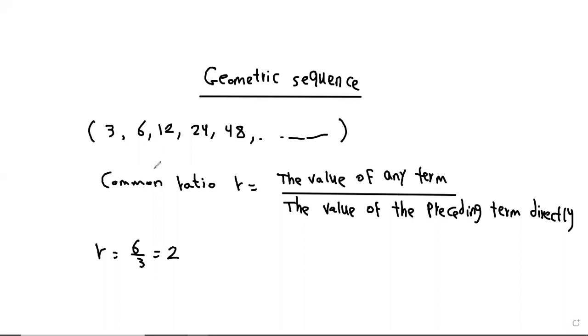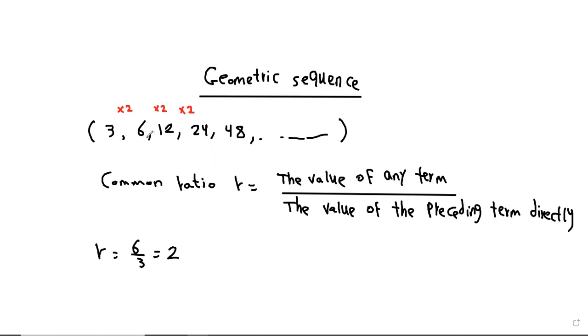This sequence here: 3, 6, 12, 24, 48, and so on, as you see here. Each time we multiply by 2 to get the next term. So we multiply by 2. 3 times 2 is 6, and 6 times 2 is 12, and 12 times 2 is 24.